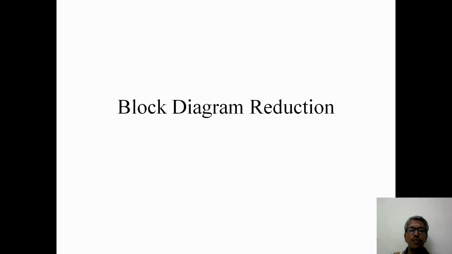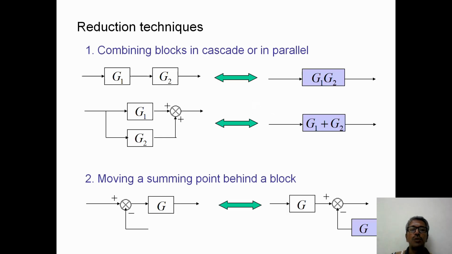So in this video, we discuss block diagram reduction techniques in control systems. There are some set of rules to reduce the block diagram. The first rule is combining cascade or parallel blocks. Suppose two blocks are in series, G1 and G2, you can reduce them by multiplying G1 and G2.